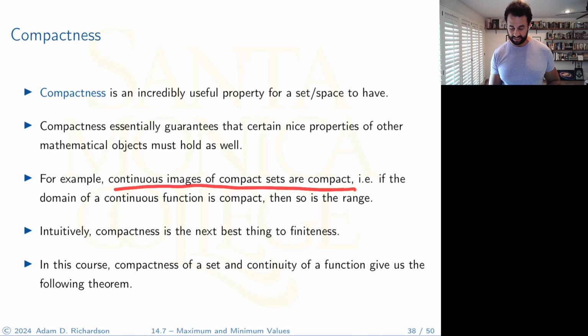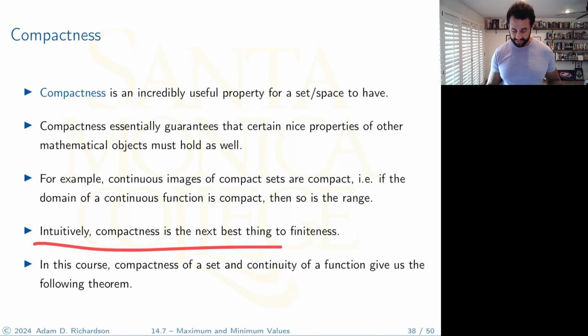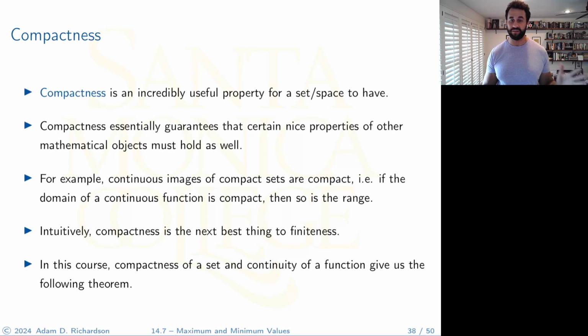So here's an example. Continuous images of compact sets are compact. It's a simple statement, but what it means is if the domain of a continuous function is compact, then so is the range. So if you've got a continuous function defined on a closed and bounded set, then the range of that function must also be closed and bounded, which is a powerful result. It's like forcing something to be true, this compactness and continuity. Intuitively, compactness is like the next best thing to finiteness.